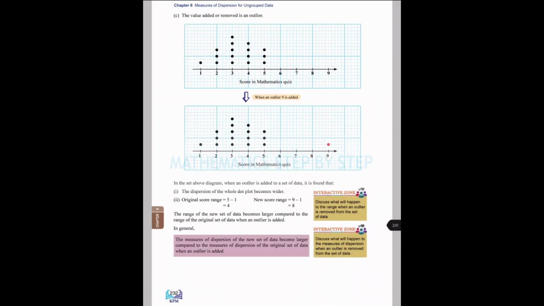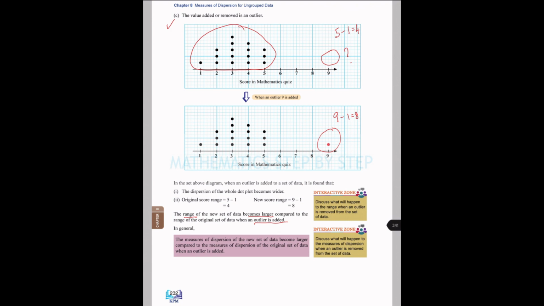So now let's look at the third case. So this is the original set of data. Then now we can see there's an outlier here. Previously there's no outlier, okay? So the range previously is 5 minus 1 equals to 4. But then now the range is 9 minus 1 equals to 8, okay? So the range becomes larger compared to the original set of data when an outlier is added, because now the set of data is having a wider range.